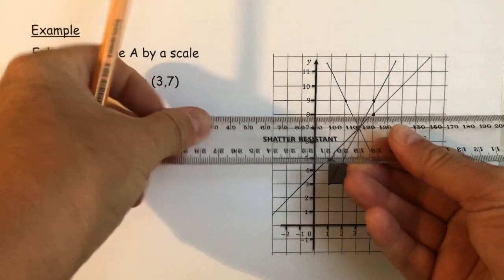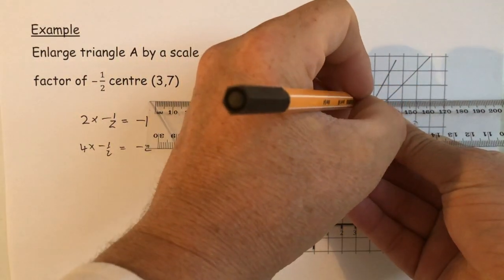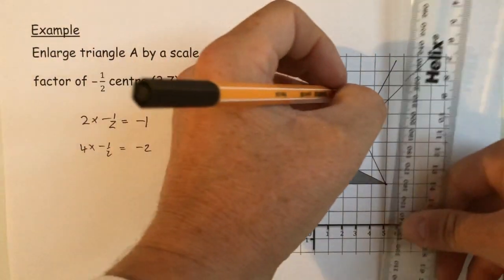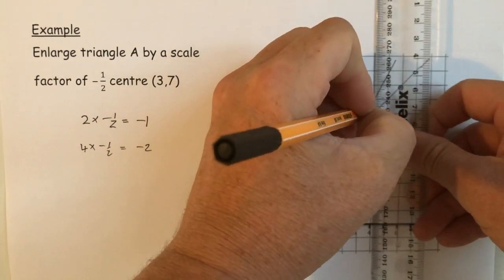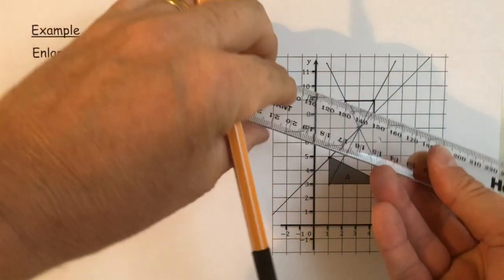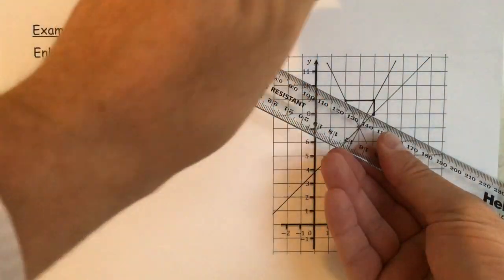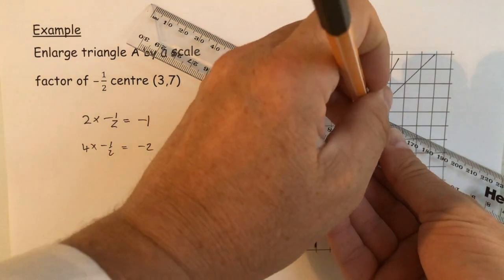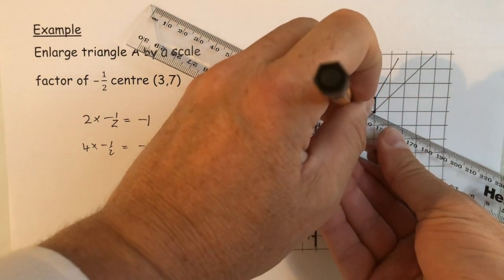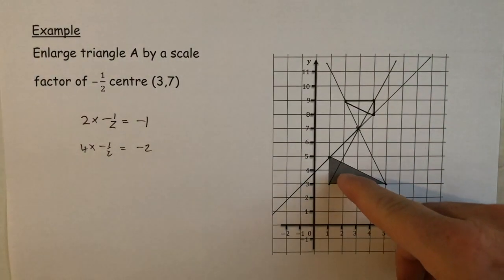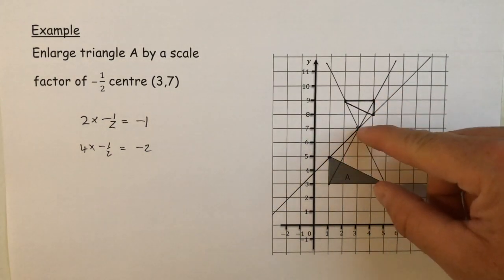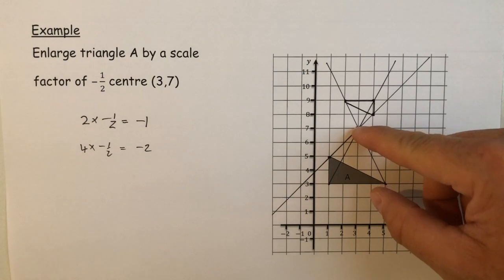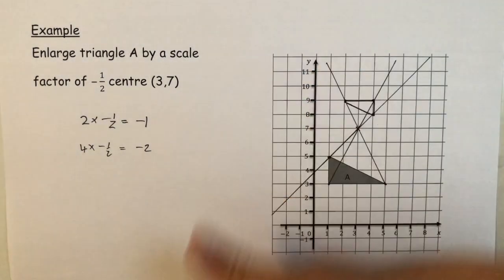If I join up, you can see that the triangle is now half the size. The minus implies that it is behind the centre instead of in front of the centre.